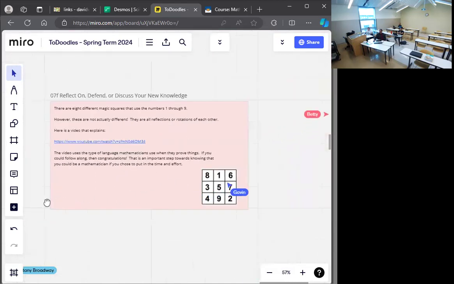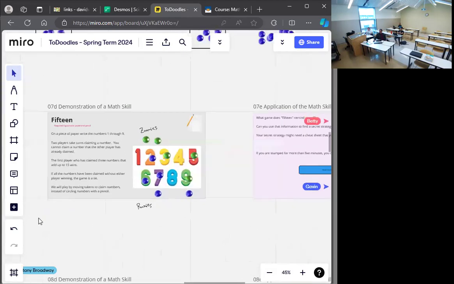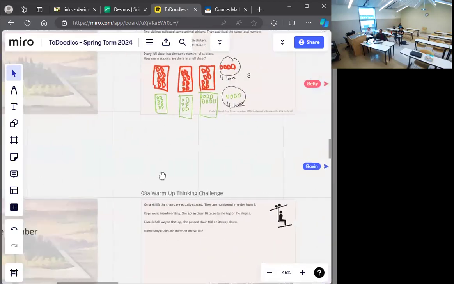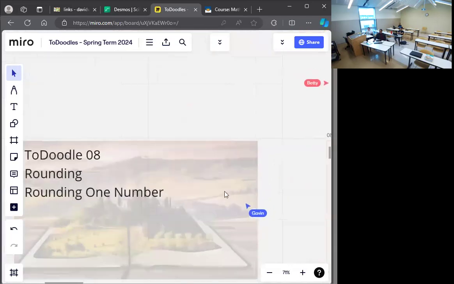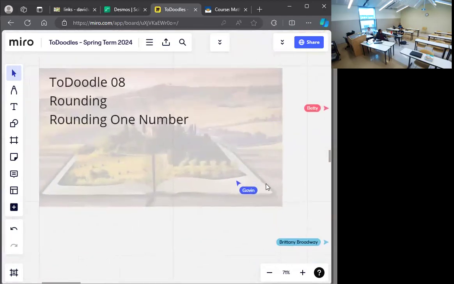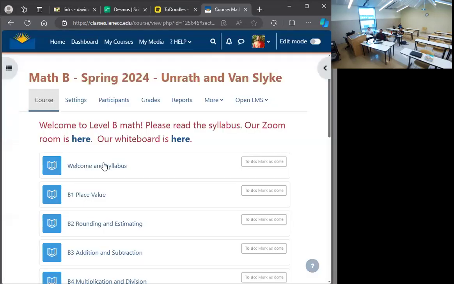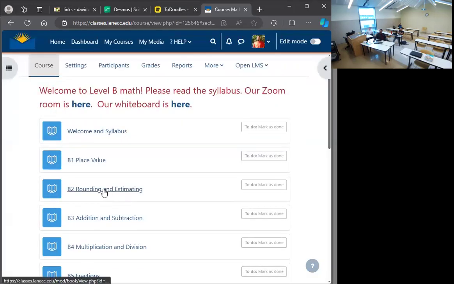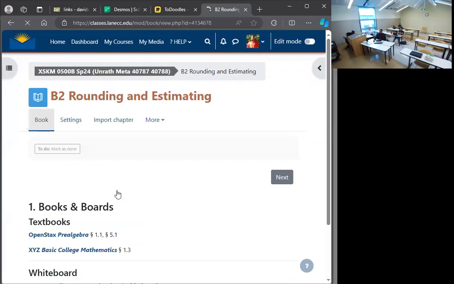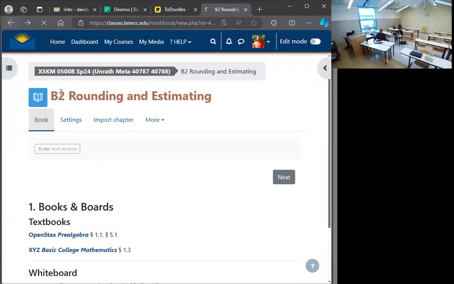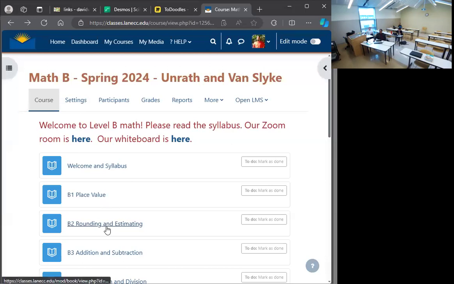Okay, that is the end of the place value. So now we're going to go back and start rounding. And we're going to start by just rounding one number as the beginning of that. So officially now we're starting the rounding and estimating topic. And that means that I will put today's recording in the rounding and estimating video page because most of our 2 hours will be spent on rounding and estimating.